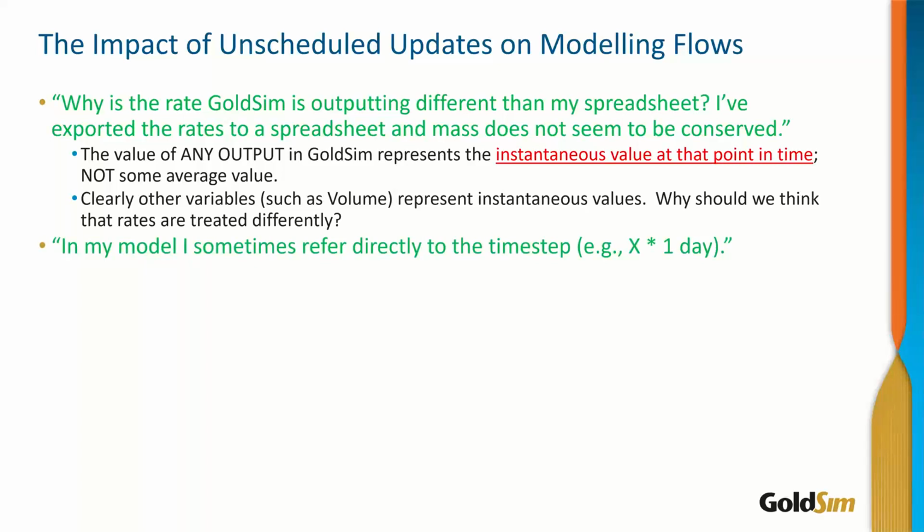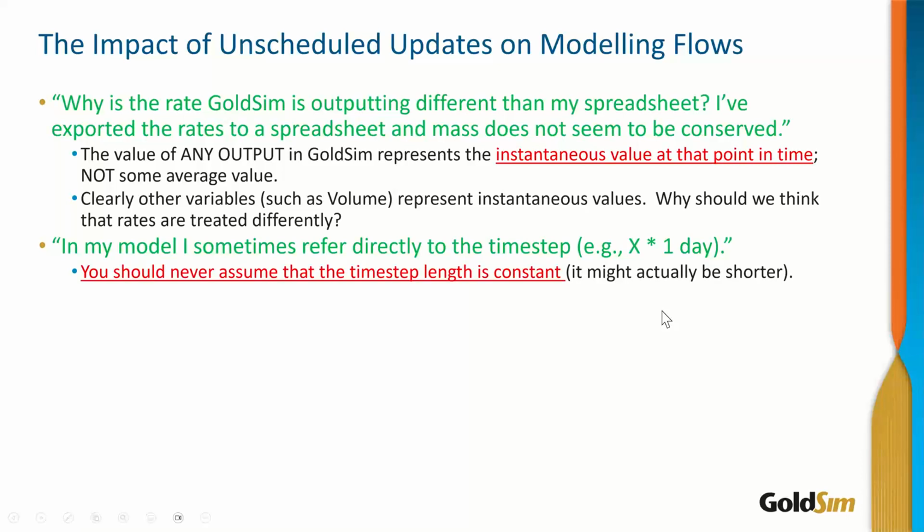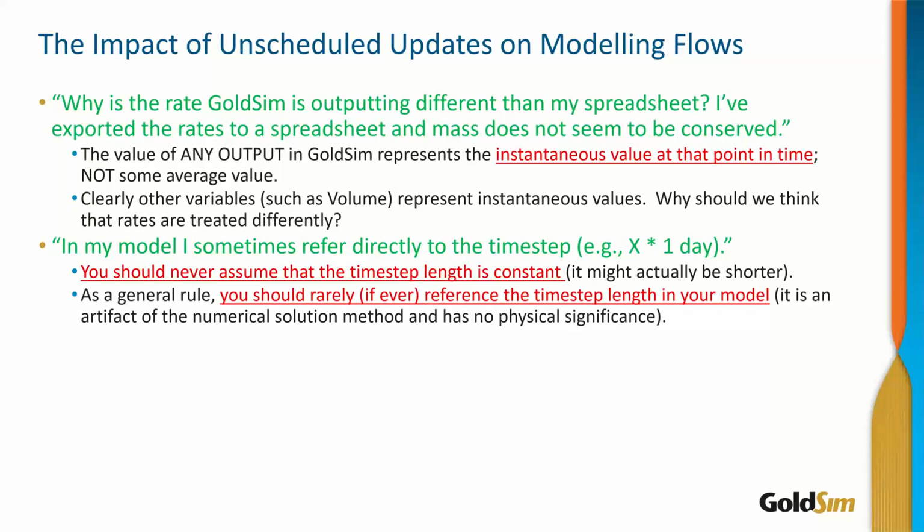Another reason that these unscheduled updates can cause confusion is people say, in my model, I sometimes refer directly to the time step, X times 1 day, and it's not behaving like that. Well, it's not behaving like that because you're assuming your time step is 1 day. Your time step isn't 1 day. You've specified a 1-day time step, but you should never assume that your time step length is constant. It might actually be shorter because we've inserted unscheduled updates. In fact, as a general rule, you should rarely, if ever, reference the time step length in your model. If you think about it, the time step length is just an artifact of the numerical solution method.